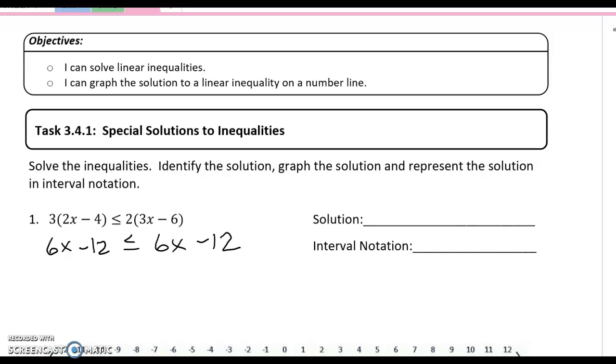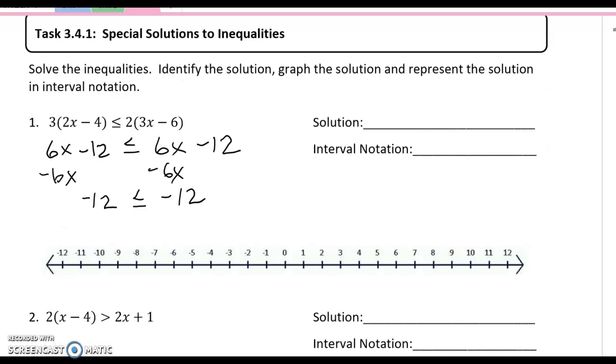Now we want to go ahead and undo the operations. So maybe I want to bring my variable over to the left. So the one on the right, we want to get rid of. We're going to subtract 6x here to get rid of it. And what we do to one side, we have to do to the other. On the left side, we have 6x minus 6x, which is 0. So that gives me a negative 12. On the right side, I have 6x minus 6x, which is again 0, leaving me with a negative 12.